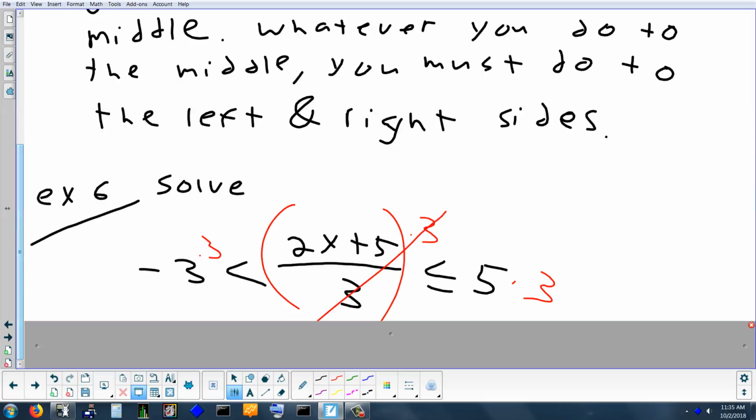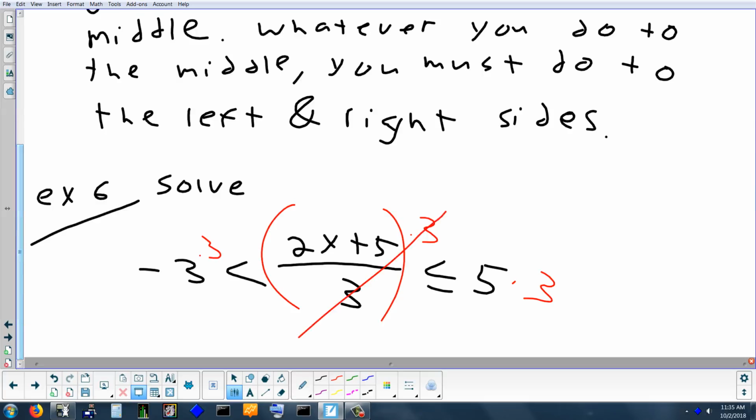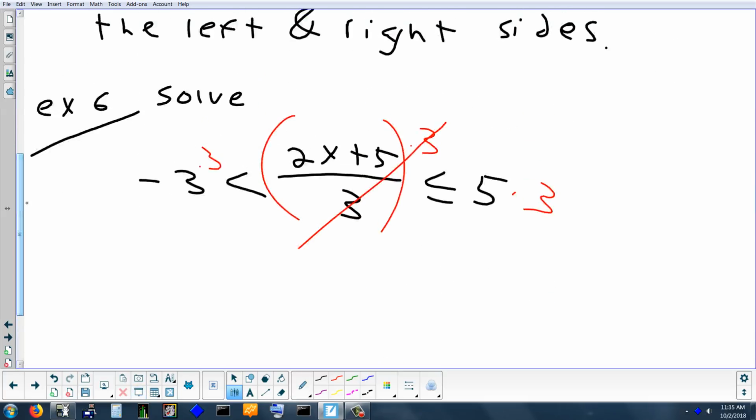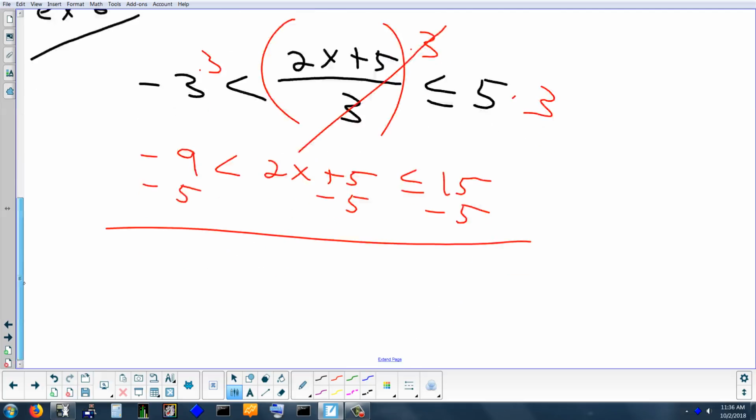Well, those 3's cancel out. Now, Sam, did I multiply by a negative number? No. Nope, 3's a positive. So I don't have to flip any of my signs. Negative 9 is less than 2x plus 5, which is less than or equal to 15. All right, what would be my next step to get rid of something else in the middle? Yeah, Chase? Yeah, good. Subtract the 5 in the middle, on the left, on the right. So 5's cancel.